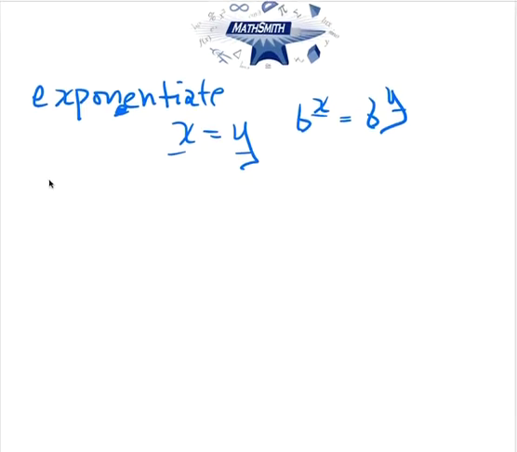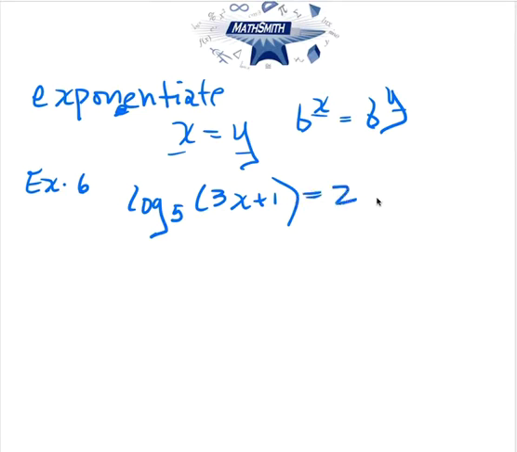Okie doke. All right, so let's look at example 6. Example 6 says log base 5 of 3x plus 1 equals 2. All right, so I am going to exponentiate. I'm going to put this up into an exponent. What's my base got to be? Well, it's got to be the same base as this so that I can use that inverse property. So when I exponentiate, my base is going to be 5, and I'm going to put all this stuff up into an exponent. I'm using that inverse property because then all this other stuff is going to come out.